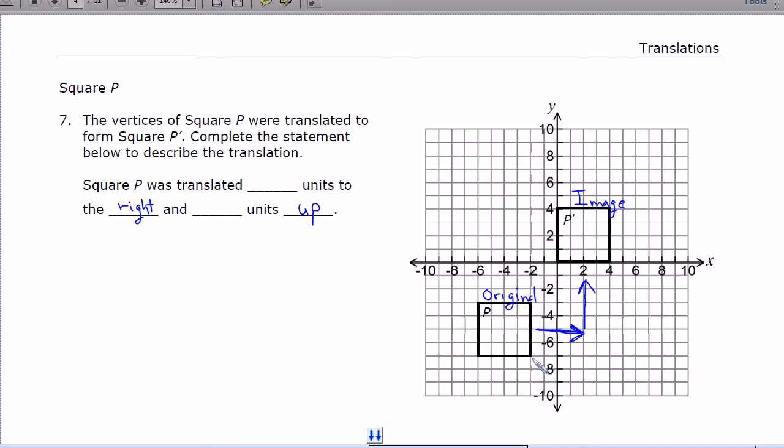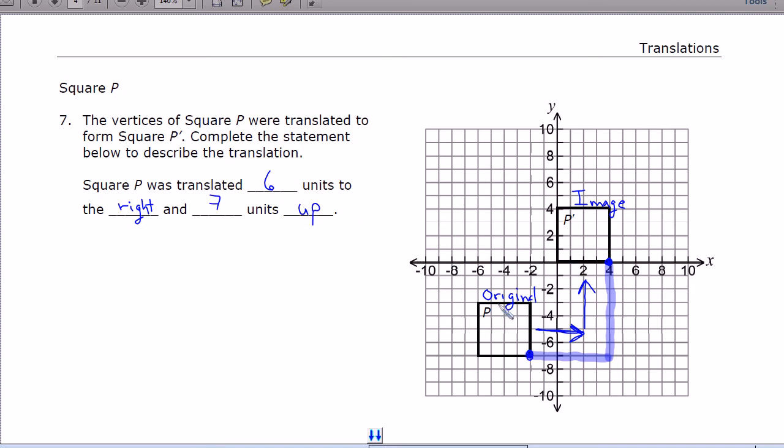So I'm going to choose one corner. I'm going to choose this bottom corner right here. And I want to know how it got to this place right here. And the way I'm going to do this, I'm going to count. So here we go. I'm going to count 1, 2, 3, 4, 5, 6. So they moved 6 units to the right. So I can go ahead and put that number, 6 units to the right. And it also moved 1, 2, 3, 4, 5, 6, 7 units up. So it went 7 units up. And that's how you do number 7.